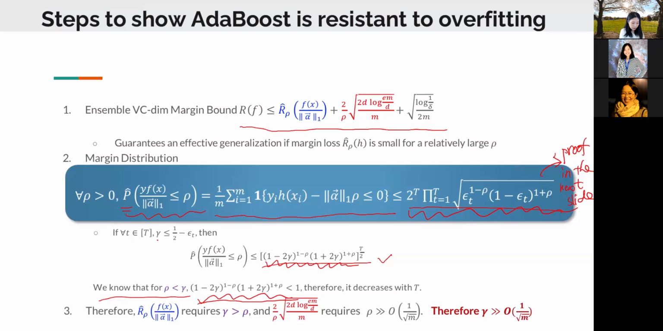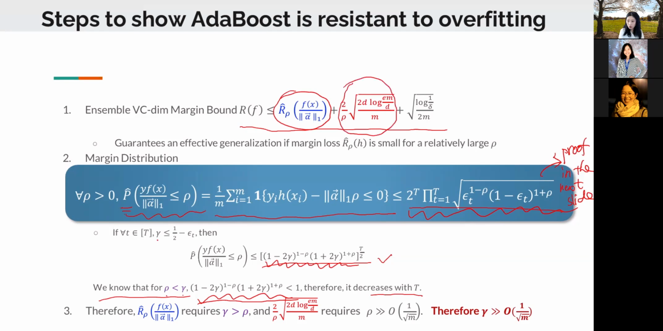With that, the third step we are going to say is that the first term, the blue term, essentially requires gamma being greater than rho. Because as long as gamma is greater than rho, this term will decrease with t. So we will make sure that this term is very close to 0 as t increases.